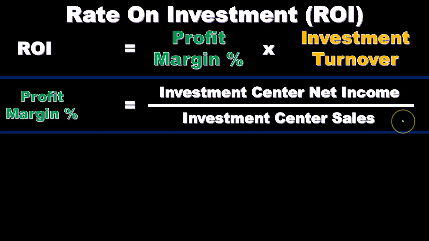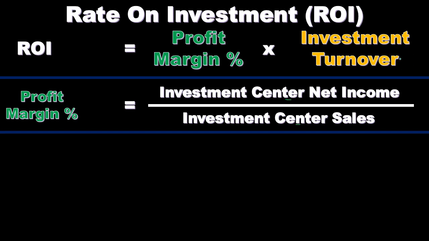So then we have that divided by the investment center sales. So again, we're talking about an investment center, so we're talking about the net income divided by the sales. And that's going to be the same for financial accounting. So when we consider financial accounting, we've got the net income over the sales. That's the profit margin percent.